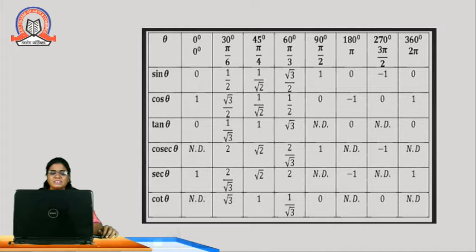These are the basic ideas you have seen in lower level classes, that is the values of sin θ for sin 0, sin 30, sin 45, 60, 90, etc.